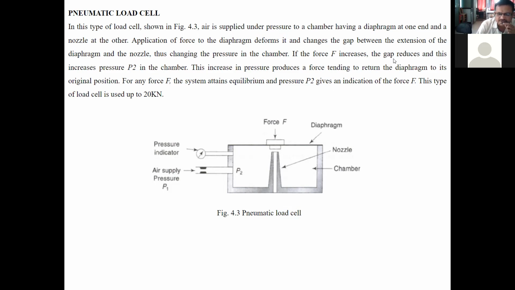If the force F increases, the gap reduces, and this increases pressure P2 in the chamber. Therefore, if force F increases, the gap will reduce, and this pressure P2 inside the chamber will increase. This increase in pressure produces a force tending to return the diaphragm to its original position. Because of increasing pressure P2, it will force this diaphragm to its original position. For any force F, the system attains equilibrium and pressure P2 gives an indication of the force F. This type of load cell is used up to 20 kilonewtons.